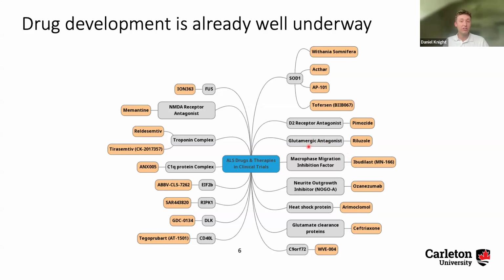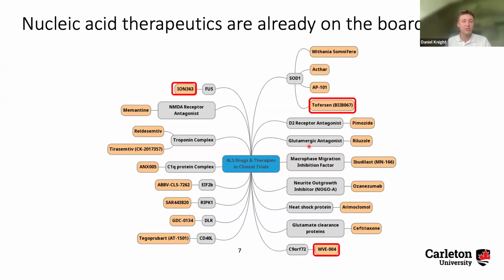And so what's relevant for this organization, of course, are nucleic acid therapeutics. And so there's actually multiple that are well underway into clinical trials at this point. And so they do target different genes. So C9orf72 is a very common one. The FUS gene encodes the FUS protein, and SOD1.